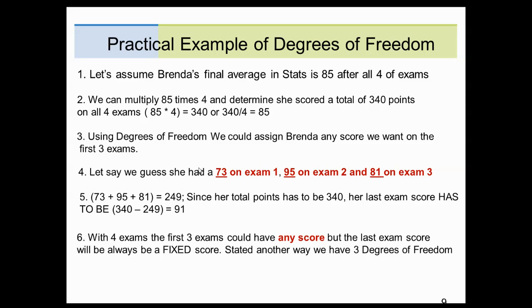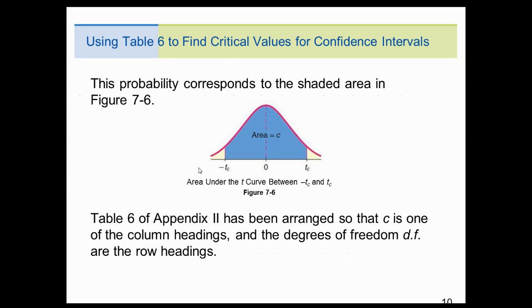Now, how it applies to Gossett and how he came up with this distribution, we'd have to go back and actually look at the math that he used. All right, there it is. Degrees of freedom is n subtract 1. We're still finding area under the curve. Instead of using z-scores, we're now using t-scores.